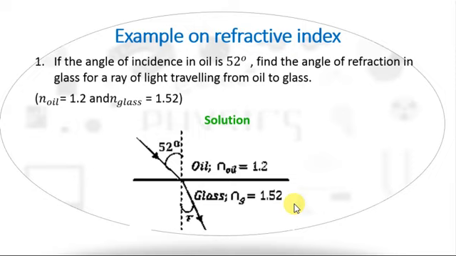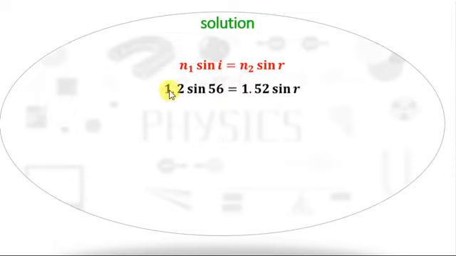We can now use our formula and see how it looks. Remember, we said we can use refractive index N1 times sin I equals N2 times sin R. N1 is what? It is oil. And the angle in oil, do we know it? Yes, 56. So if we substitute in, the refractive index of oil was given as 1.2, the angle there is 56. Refractive index of glass is 1.52, the angle there we don't know, so it's what we are looking for.